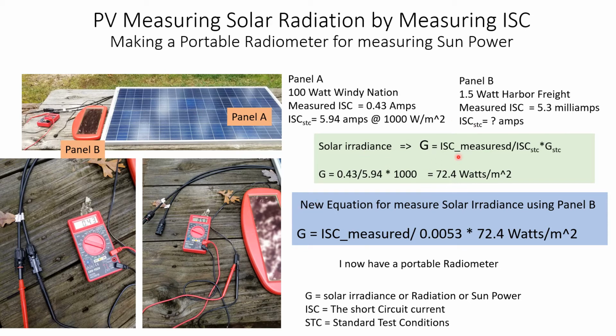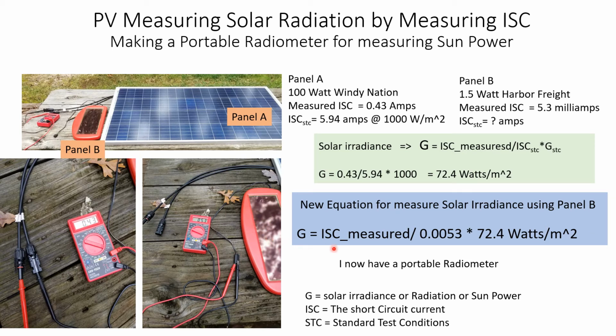Taking that information, I'm going to use that as my reference power for my new equation for the little panel B, the Harbor Freight. I'm going to use the 5.3 milliamps as my reference current instead of using ISC. So anytime I measure this panel, I put that measurement here as the measured value, divide it by 0.0053, which is 5.3 milliamps, times 72.4 watts per meter squared. And that gives me a portable radiometer.